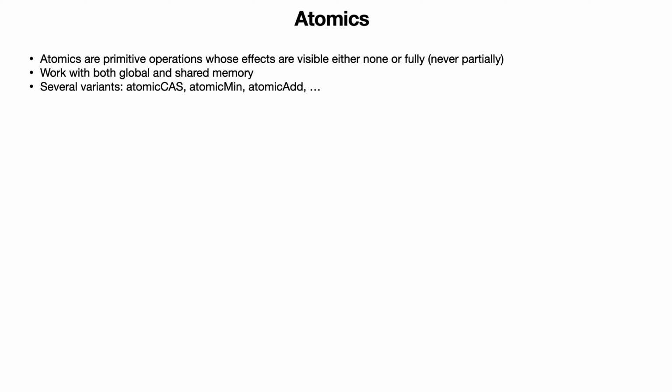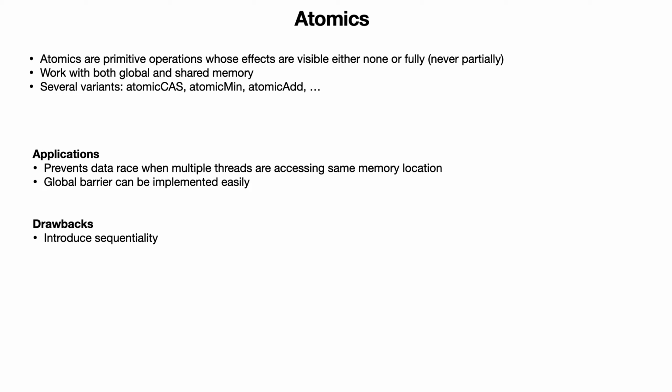There are several variants of atomics you can find in CUDA. You can read the CUDA documentation for that. Some of them are atomicCAS, atomicMin, and atomicAdd. You can find other operations as well in the CUDA documentation. Please check that out. A major application of atomics is that it prevents data races when multiple threads are accessing the same memory location, and these can be used to implement a global barrier as well.